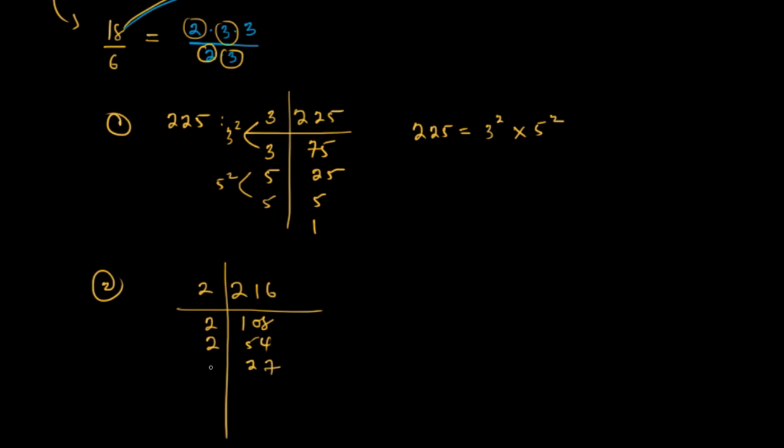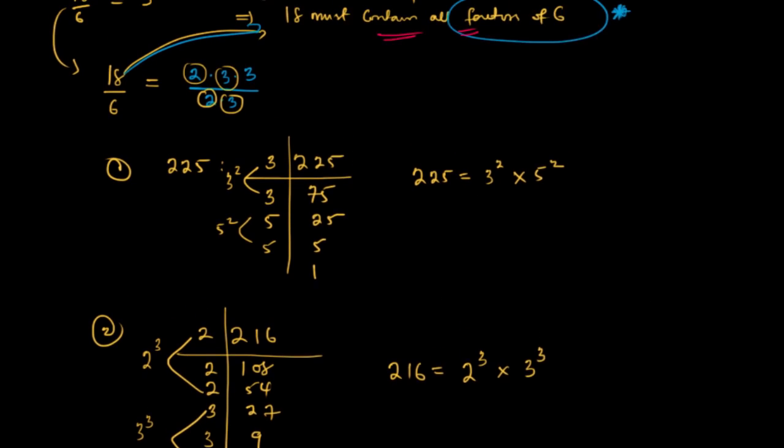So we go to the next number, which is 3. So 3 in 27 is 9. 3 in 9 is 3. And 3 in 3 is 1. So this is 2, 2, 2. This is 2 cube. And then this is 3, 3, 3, which is also 3 cube. So 216 can be written as 2 to the power 3 times 3 to the power 3. So now we have the factors of 225, which is 3 squared times 5 squared, and 216.